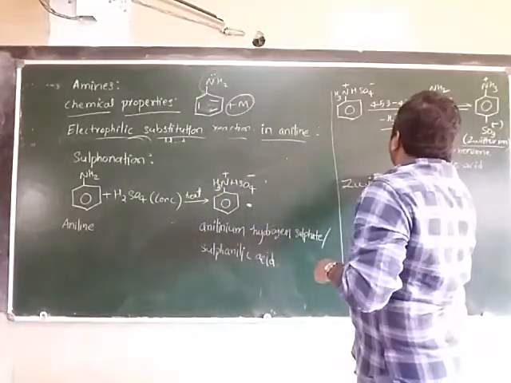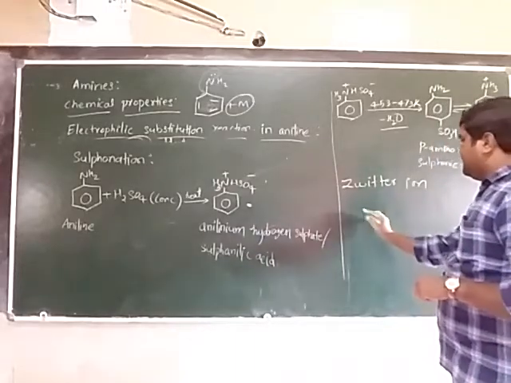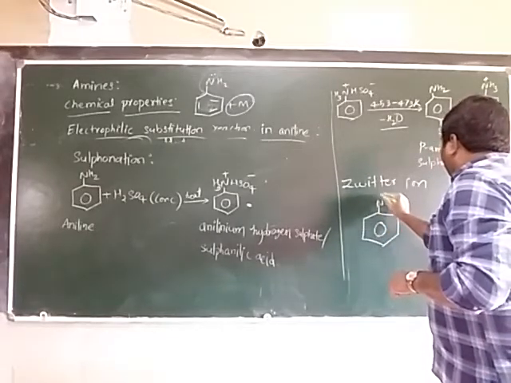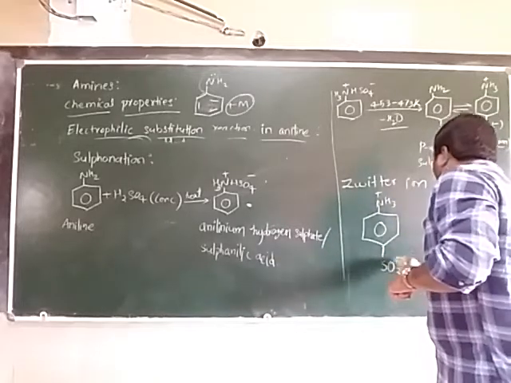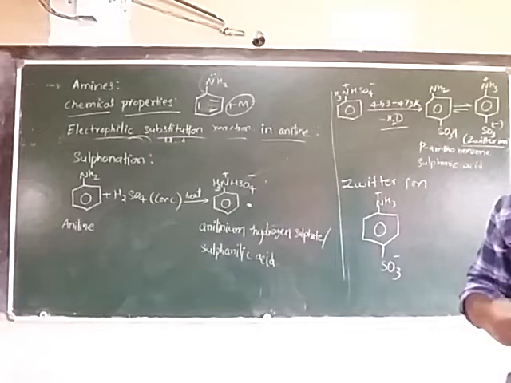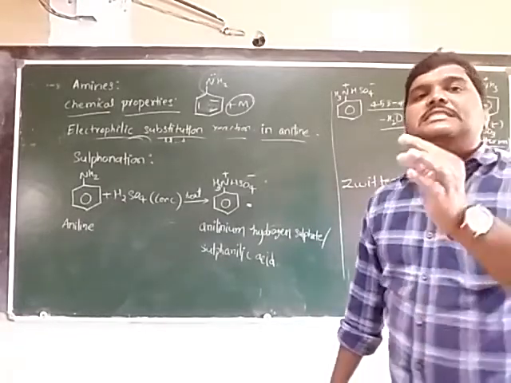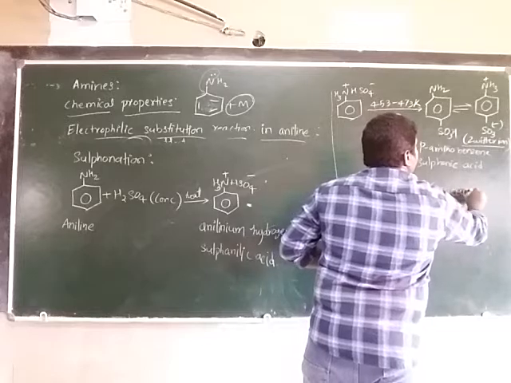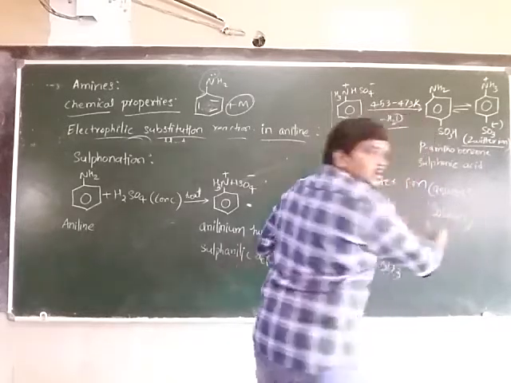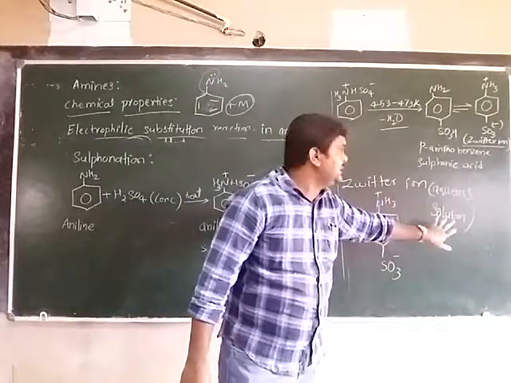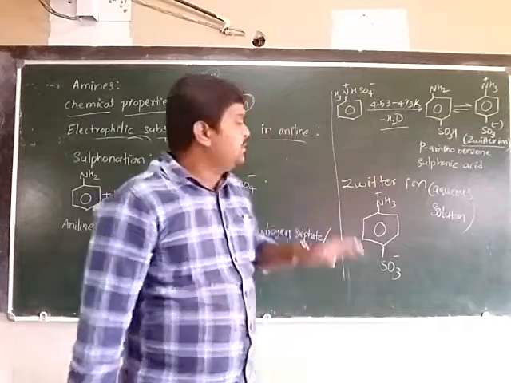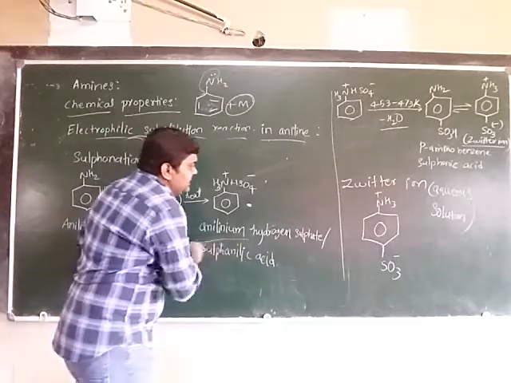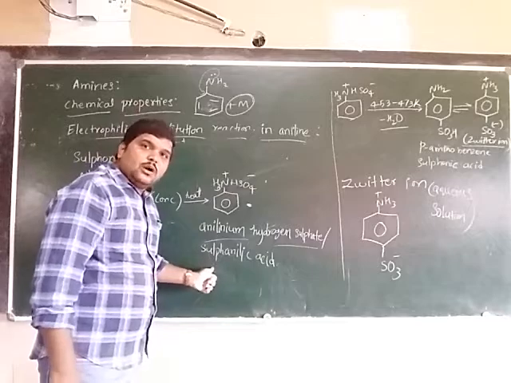What is that? Zwitter ion. So what is the meaning of Zwitter ion? The species which contains both cation as well as anion is called a Zwitter ion. So in the aqueous solution, the Zwitter ion can exist. Is it clear?